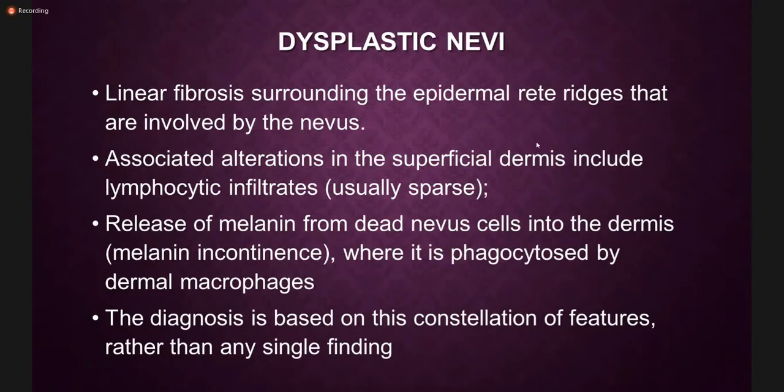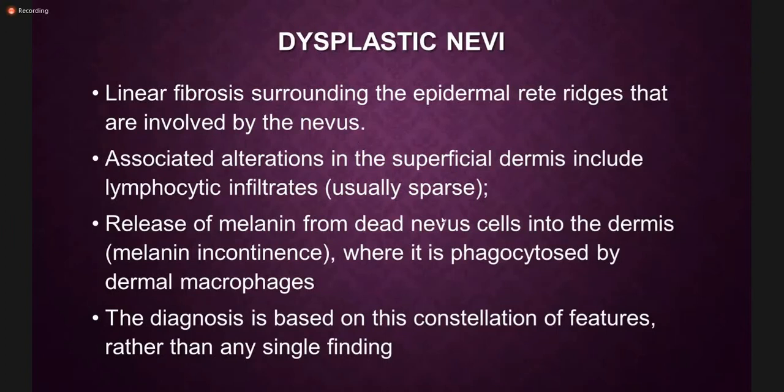Associated alterations in the superficial dermis include lymphocytic infiltrate, which is usually sparse. There's release of melanin from the dead nevus cells into the dermis, which is called melanin incontinence, where it is phagocytosed by the macrophages. So diagnosis of dysplastic nevus is based on the constellation of these features.